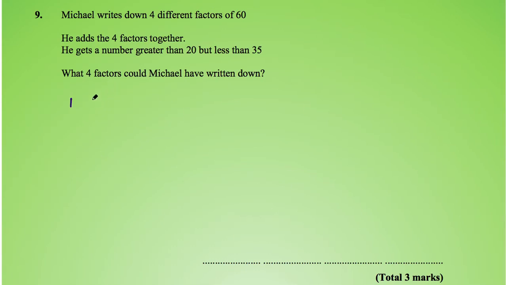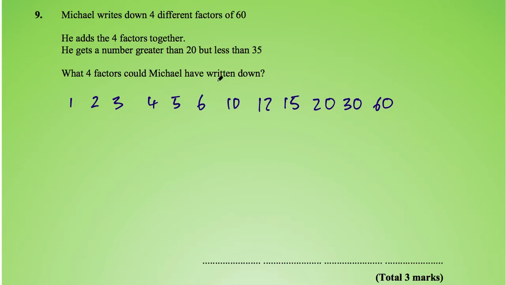So I'm just going to write down all of the factors of 60. There are loads of them. 1, 2, 3, 4, 5, 6, 10, 12, 15. These are coming in pairs. 6 times 10 is 60, 5 times 12 is 60, 4 times 15 is 60, 3 times 20 is 60, 2 times 30 is 60, and 1 times 60 is 60.